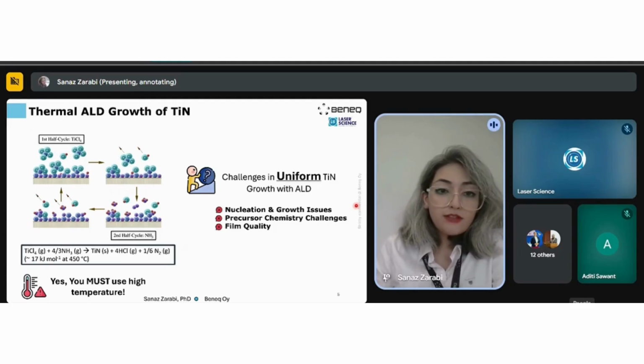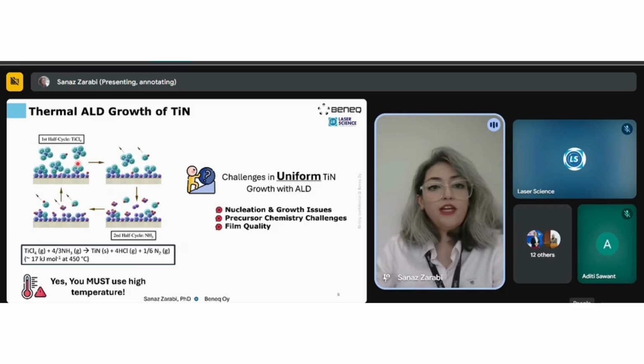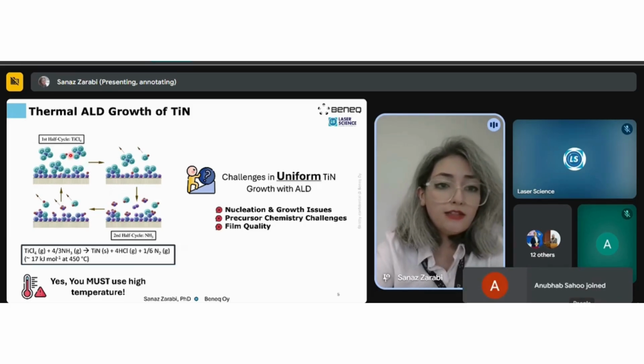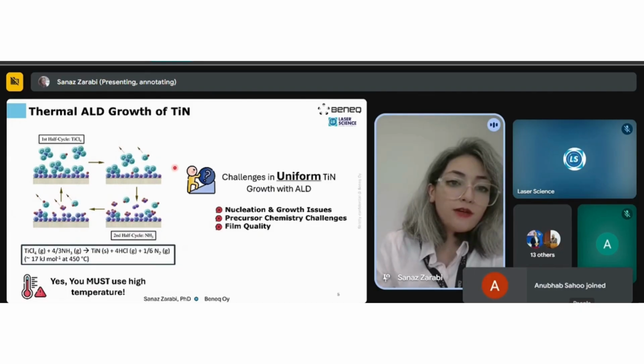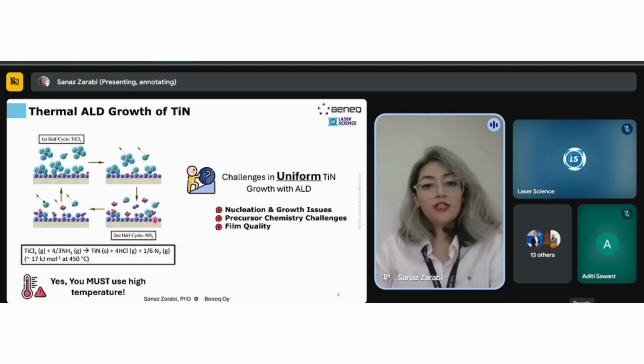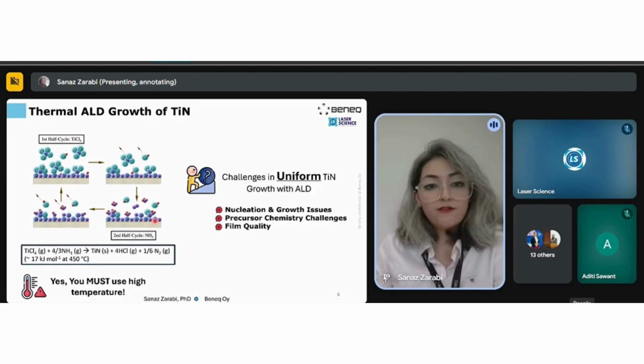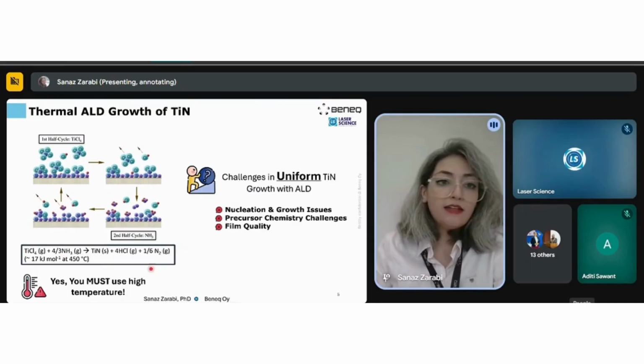One important parameter, so this is the first half cycle, in which we pulse TiCl into the reaction chamber. This is where we purge TiCl from the reaction chamber, and this is where we introduce ammonia to our reaction chamber in order to complete the formation of the titanium nitride thin film. And then we repeat this cycle as many times as we want in order to get our desired thickness.